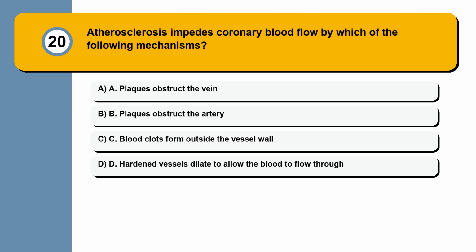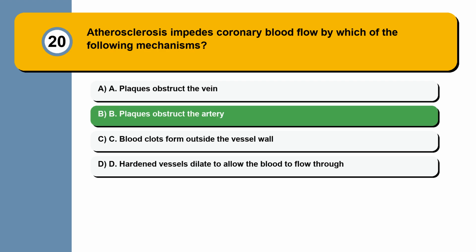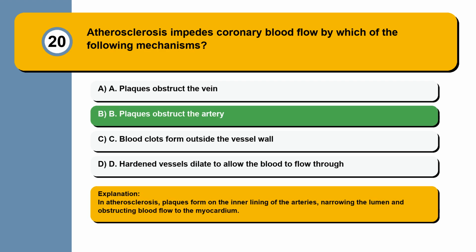Question 20. Atherosclerosis impedes coronary blood flow by which of the following mechanisms? A. Plaques obstruct the vein. B. Plaques obstruct the artery. C. Blood clots form outside the vessel wall. D. Hardened vessels dilate to allow the blood to flow through. In atherosclerosis, plaques form on the inner lining of the arteries, narrowing the lumen and obstructing blood flow to the myocardium.